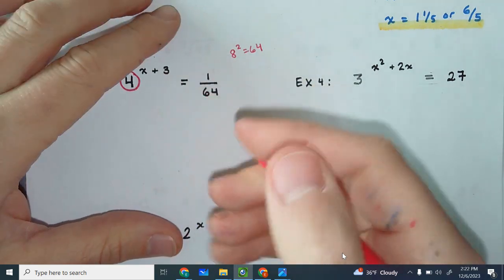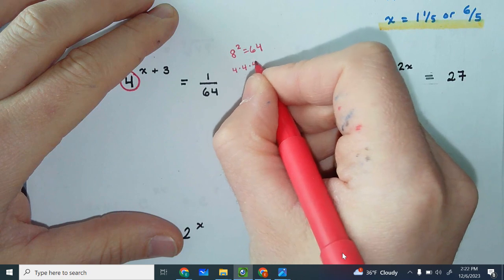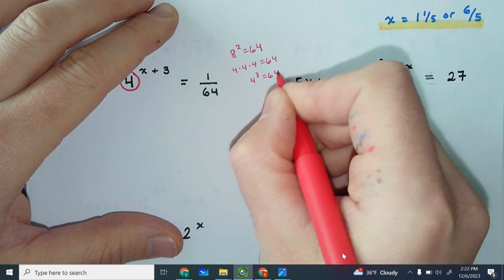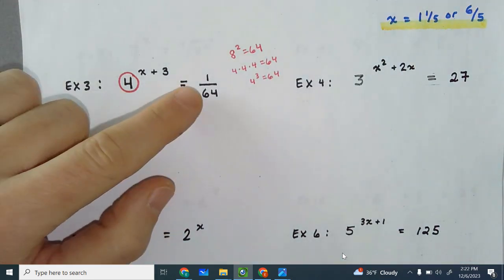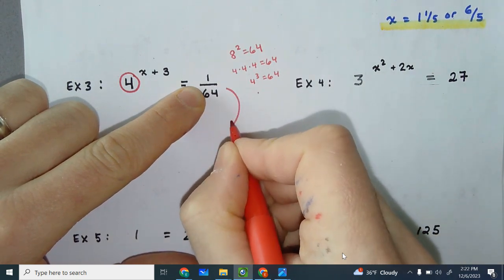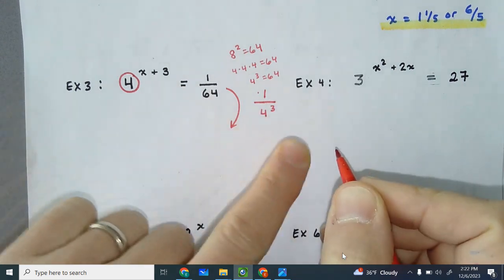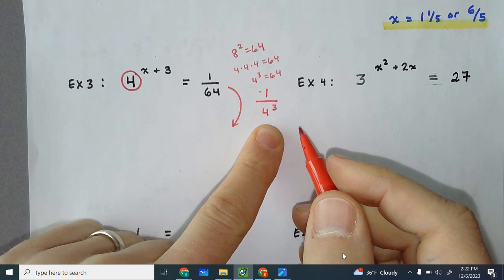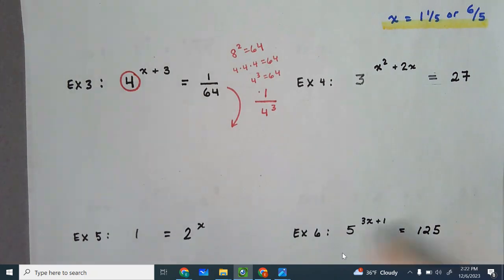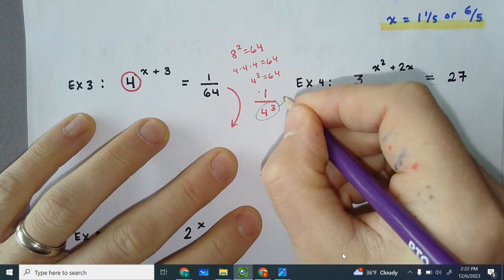We want a 4. So what you need to figure out is that 4 times 4 is 16 times 4 is 64. So 64 is 4 to the third power. Okay, so I could take this side and I could rewrite it as 1 over 4 to the third power. But that doesn't quite give us what we want because we need 4 to the power. So what we're going to do is grab this term in the denominator and scooch it up to the numerator.